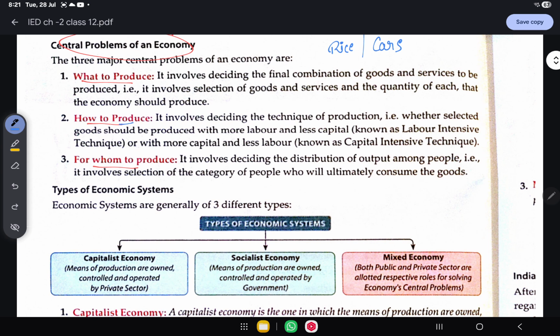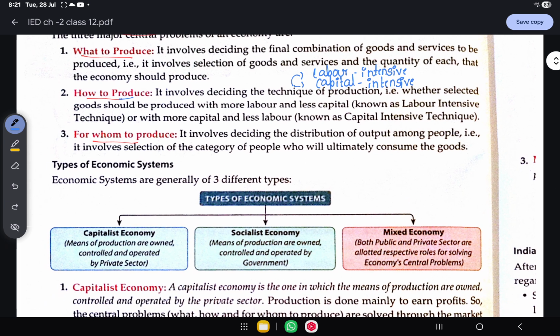And next comes how to produce. How to produce means which production method should be used. Either we are going to use the labor intensive method, meaning you are going to use more labor to produce the goods. And the next one is capital intensive, meaning you are going to use more machines to produce the goods instead of humans. So how to produce means which production method you are going to use, either more labor or more machines.